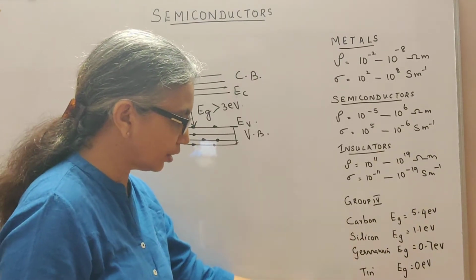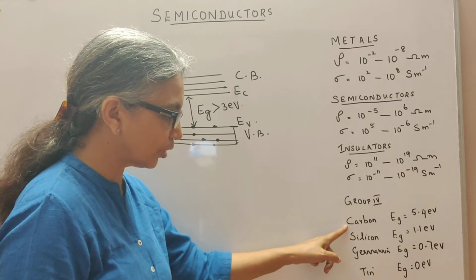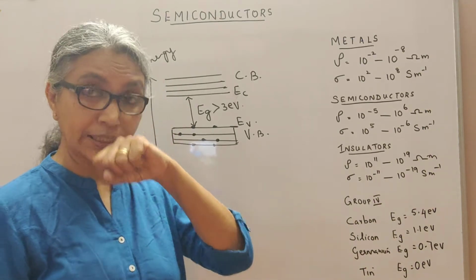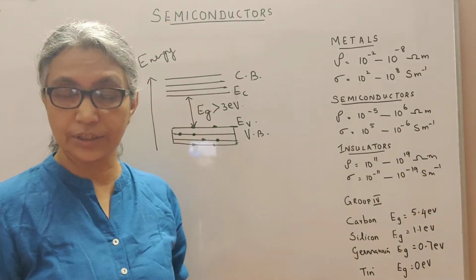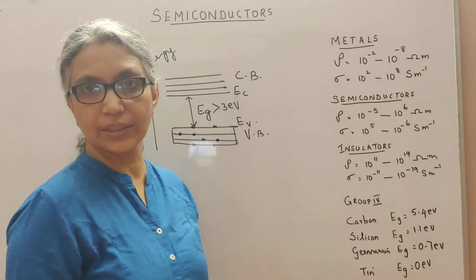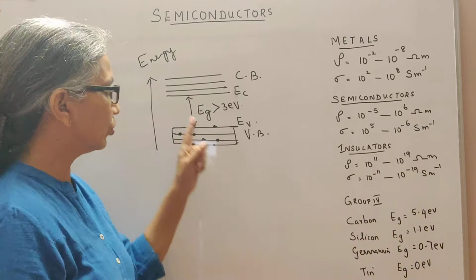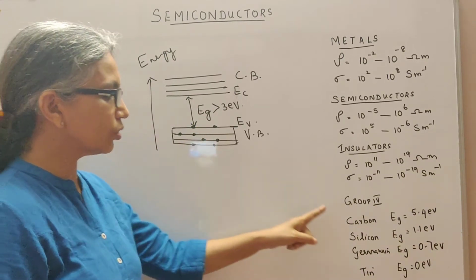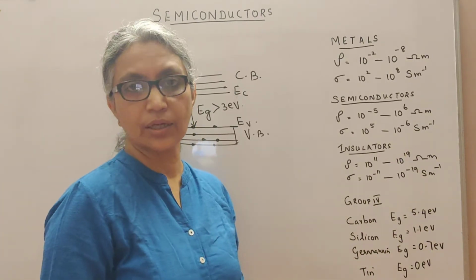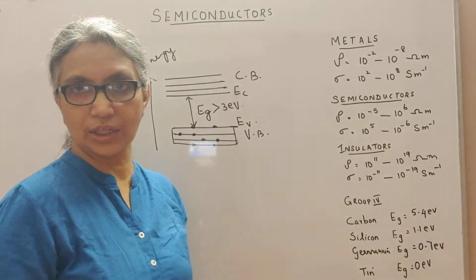Then in that group 4 elements, you look at carbon. Carbon exists as graphite and diamond. Graphite is a good conductor, but diamond is an insulator. Its energy gap is 5.4 electron volt, so it's greater than 3 electron volt. So carbon becomes an insulator because the energy gap is too large.